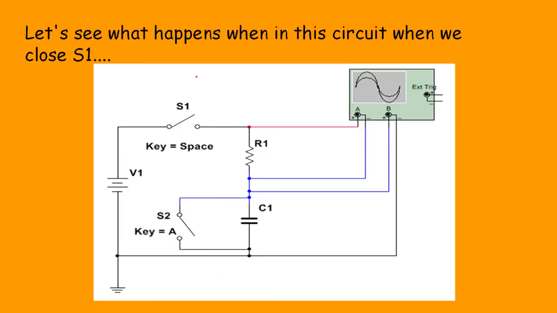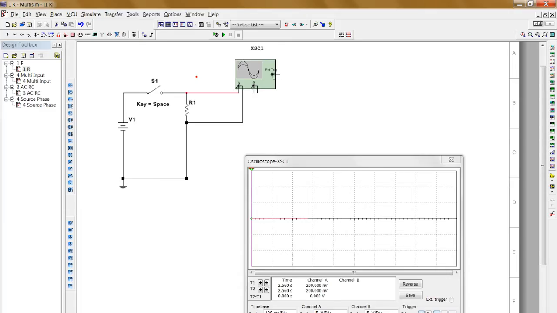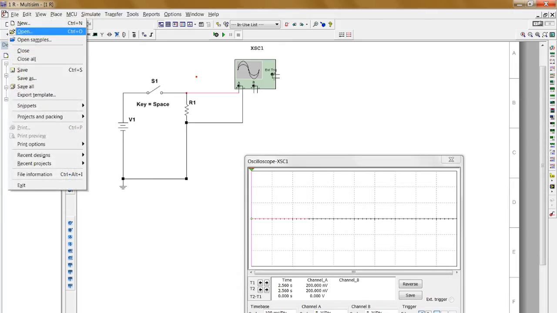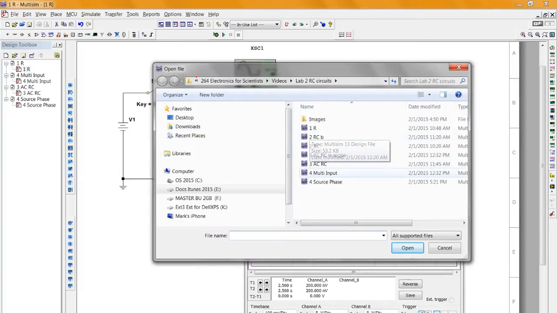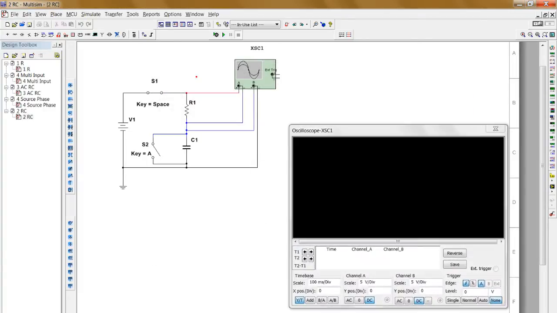Okay, let's go back into the land of Multisim, and we'll get that one going. So I hope I can remember which one I want to open. RC, I think it must be this one.